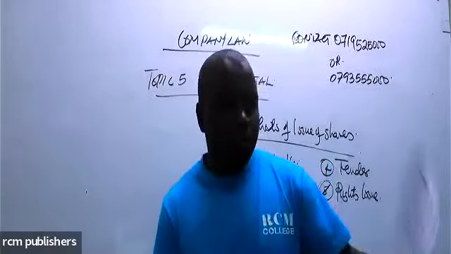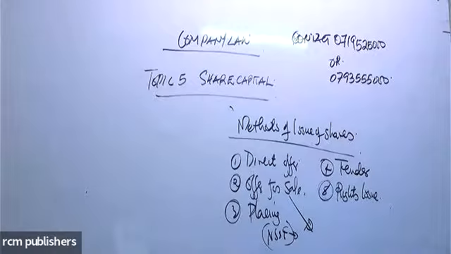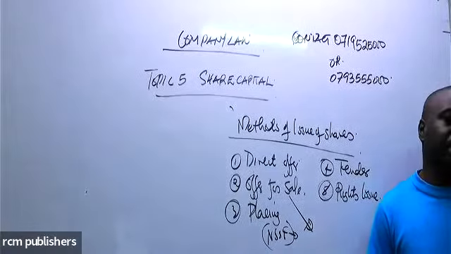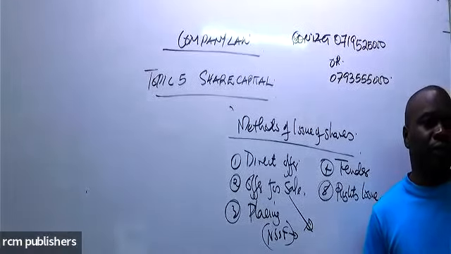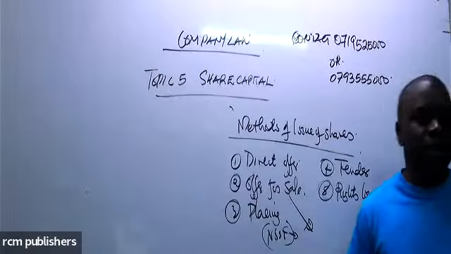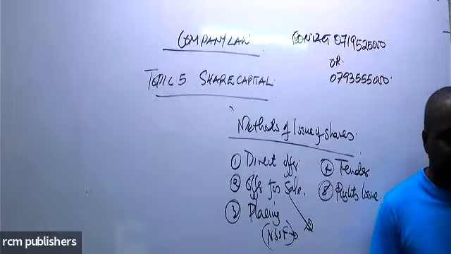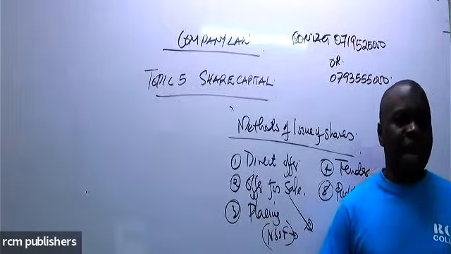For example, if all of us are shareholders in a company, the company convinces us to get extra or more shares, in proportion to the number of shares we already have in the company. So the company doesn't go into flotation to members of the public or inviting members of the public. So they call upon us as members of the company to exercise that right. You exercise by buying more shares.